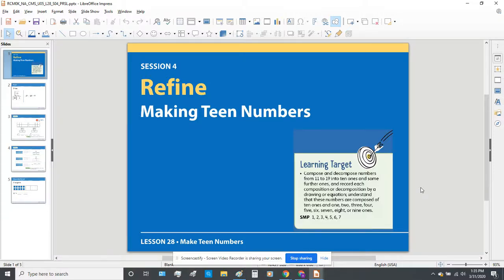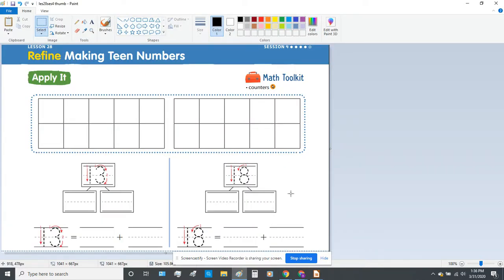Welcome back to Lesson 28, Session 4, Refine Making Teen Numbers. As we get started, you are going to need your math cubes and something to write with today. We are starting off on page 561. Go ahead and get all of your cubes ready to go as I get mine on my page as well. We're going to be building teen numbers and making the number bonds and addition statements to match.